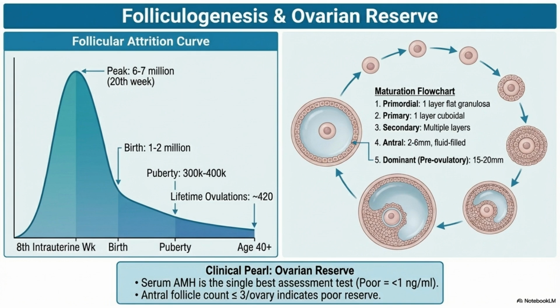For assessment, serum AMH is the single best test for ovarian reserve. A level under 1 nanogram per milliliter suggests poor reserve.